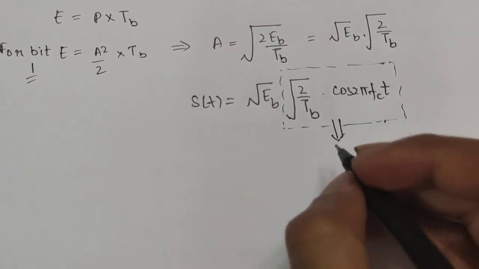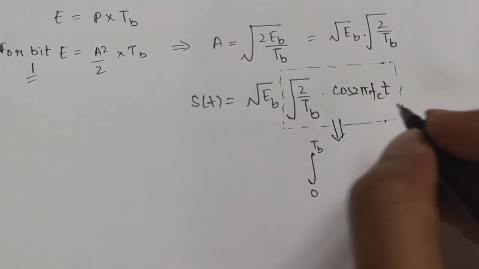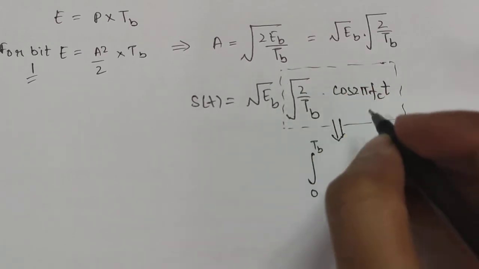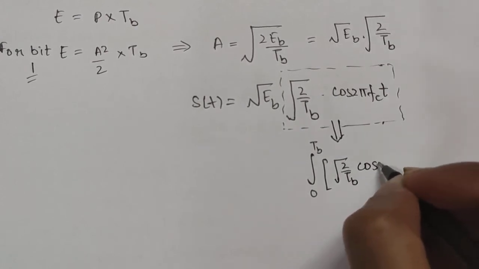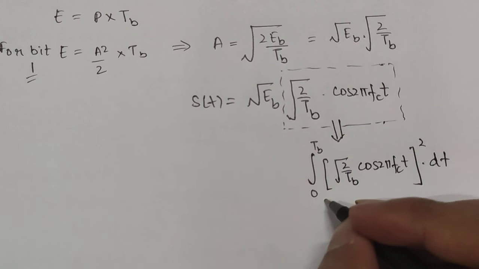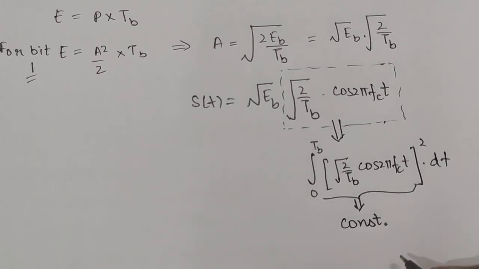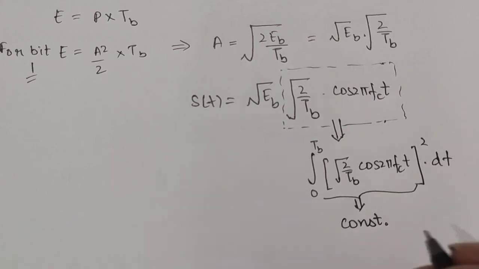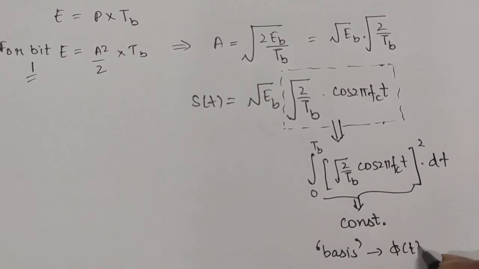Let us calculate the energy of this. For 1 bit time period, energy is simply the signal square. So here inside the rectangular box we have this, so square of this, 2 by TB cos 2 pi fct square dt. And when we solve this quantity, we will get a constant, and this constant in mathematics is called the basis function. Here, it is represented as phi of t.